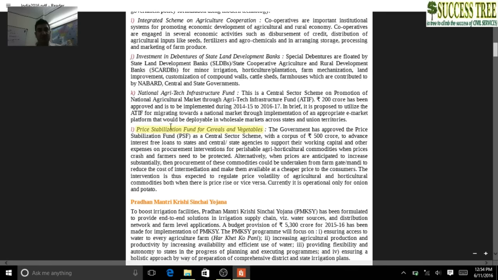Now come to price stabilization fund, come forward, price stabilization fund for cereals and vegetables.